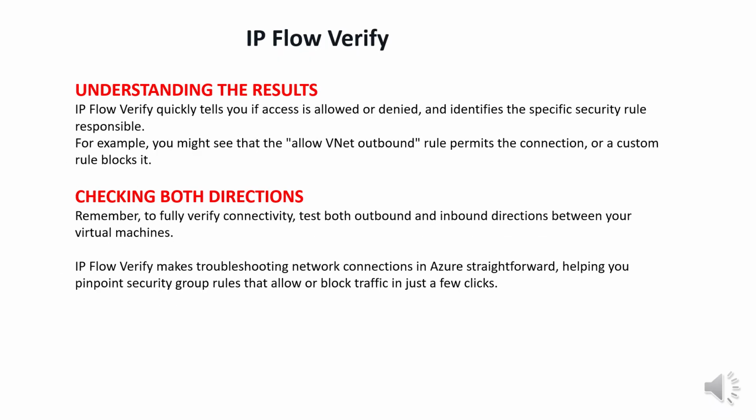IP Flow Verify quickly tells you if access is allowed or denied and identifies the specific security rule responsible. For example, you might see that the Allow VNet Outbound rule permits the connection, or a custom rule blocks it. Remember, to fully verify connectivity, test both outbound and inbound directions between your virtual machines. IP Flow Verify makes troubleshooting network connections in Azure straightforward, helping you pinpoint security group rules that allow or block traffic in just a few clicks.